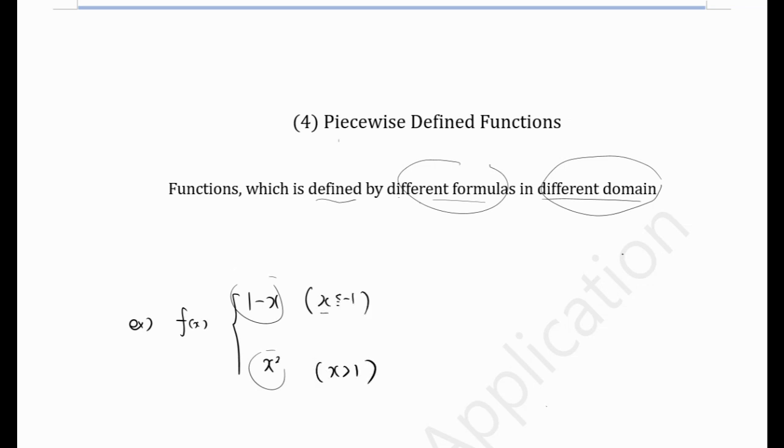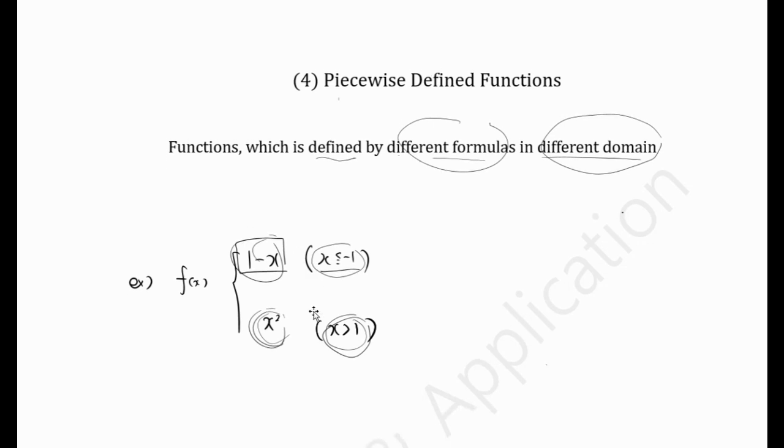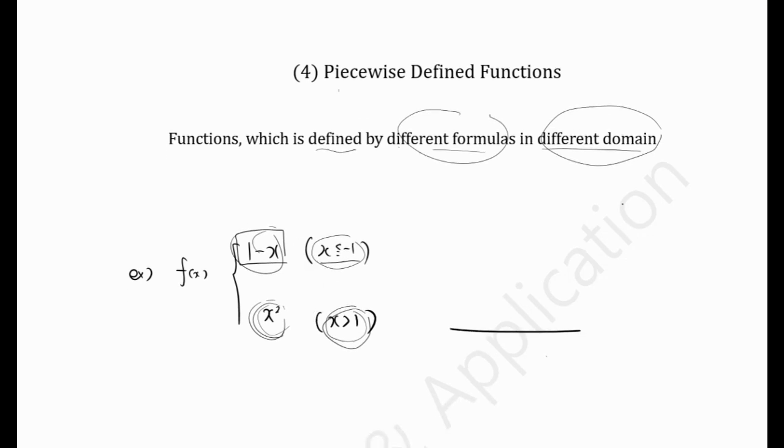When x is less than minus 1, the curve is 1 minus x. When x is greater than 1, the curve is x squared. When the domain is different and the formula is different, this curve is called a piecewise defined function. So we can describe this by a graph in x and y.